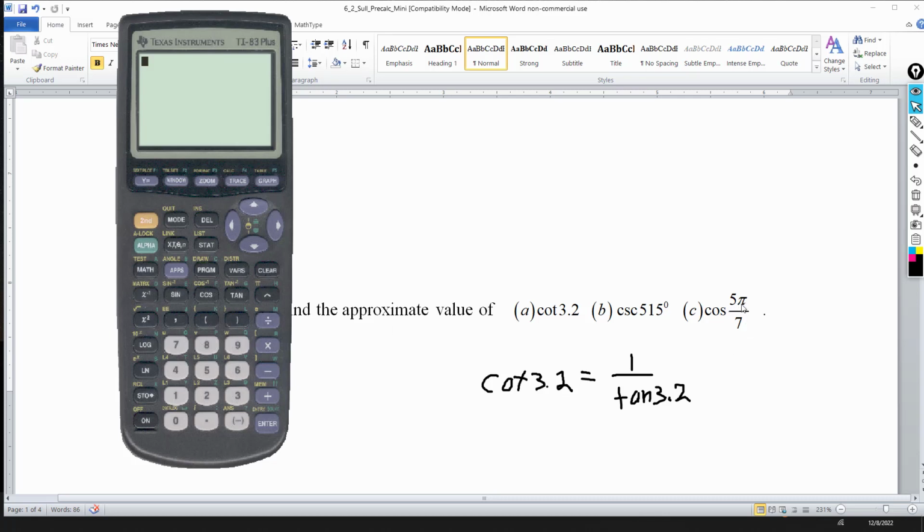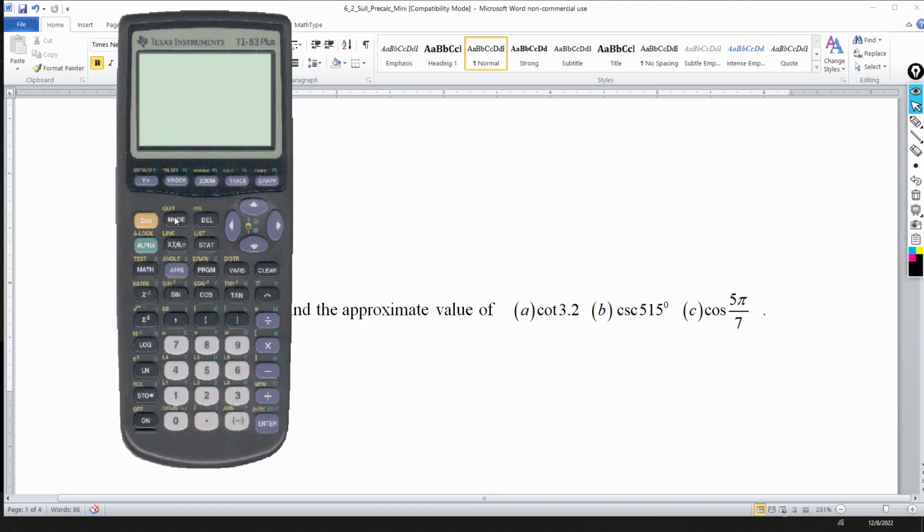Cosine of 5 pi. Okay, so here we just hit cosine, and then it's 5 pi, so here's the second pi, and then it's divided by 7. Calculator set to radians, so no problem. Hit enter, and the answer comes out to a negative 0.6234, and so on. You can round it as you please or as they tell you. Clear this. And then B is in degrees.